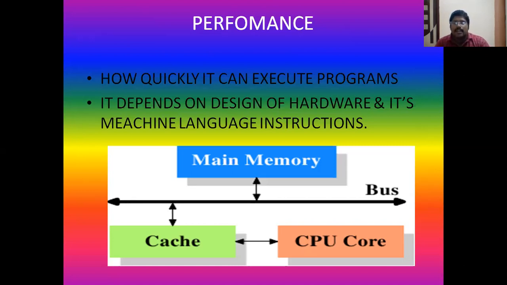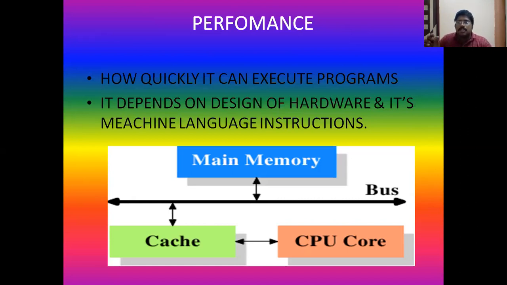So the main factors that affect the performance: the first one is hardware features. That means how the components are interconnected. If all the components are interconnected within small space, then it is very easy to transmit the data from one place to another. If the processor is placed here and the input device is placed far away and the output device is placed on this side far away, it will take a lot of time for communication.